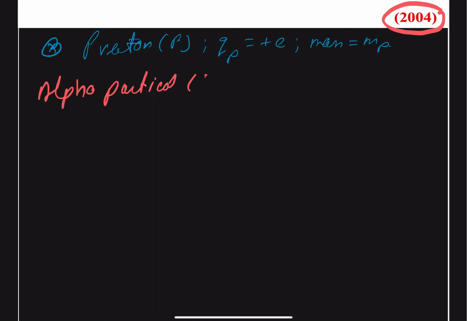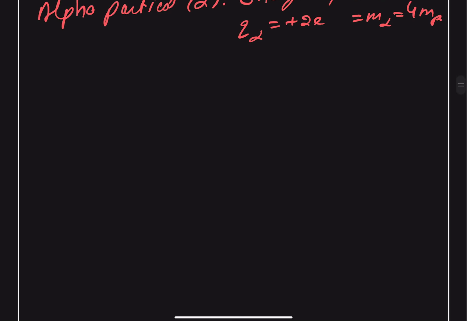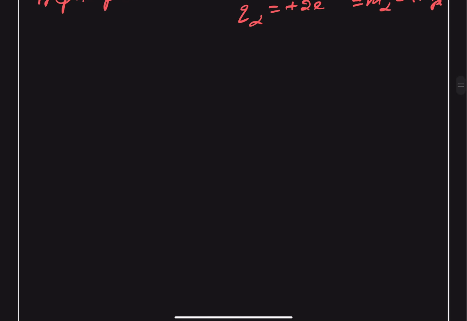Let us denote it by alpha. So we can see the charge is q alpha, and that will be plus 2 times the electron charge, and we have mass, m alpha, which will be equal to 4 times the mass of proton. And it is said that it is being accelerated through the same potential difference.